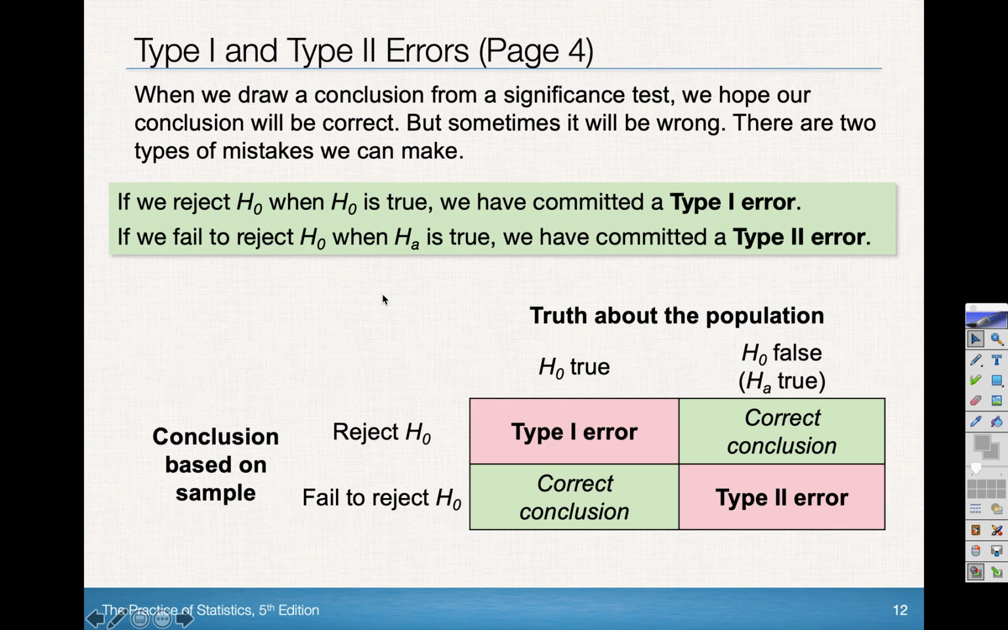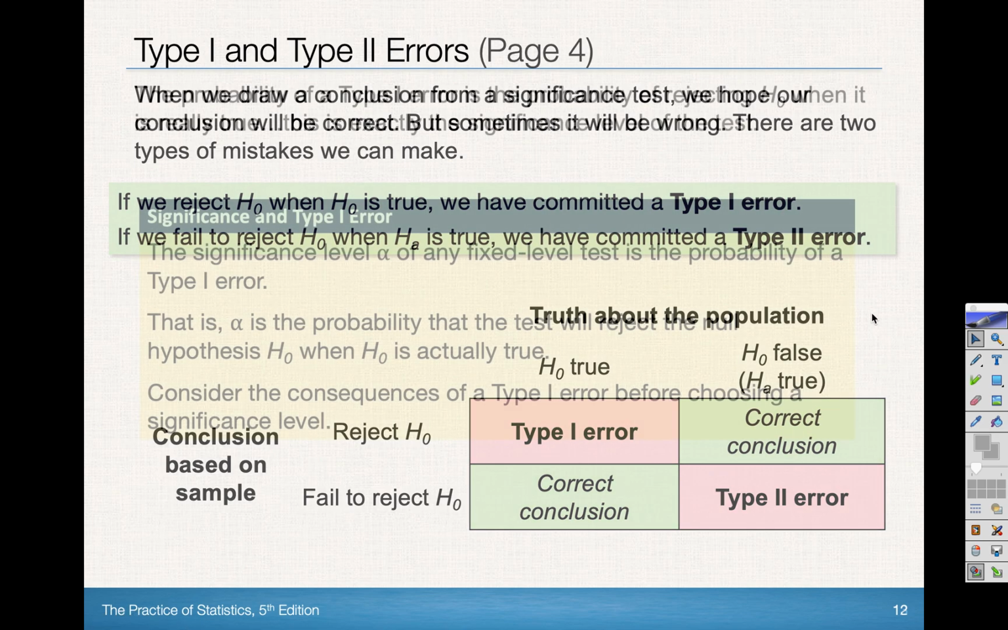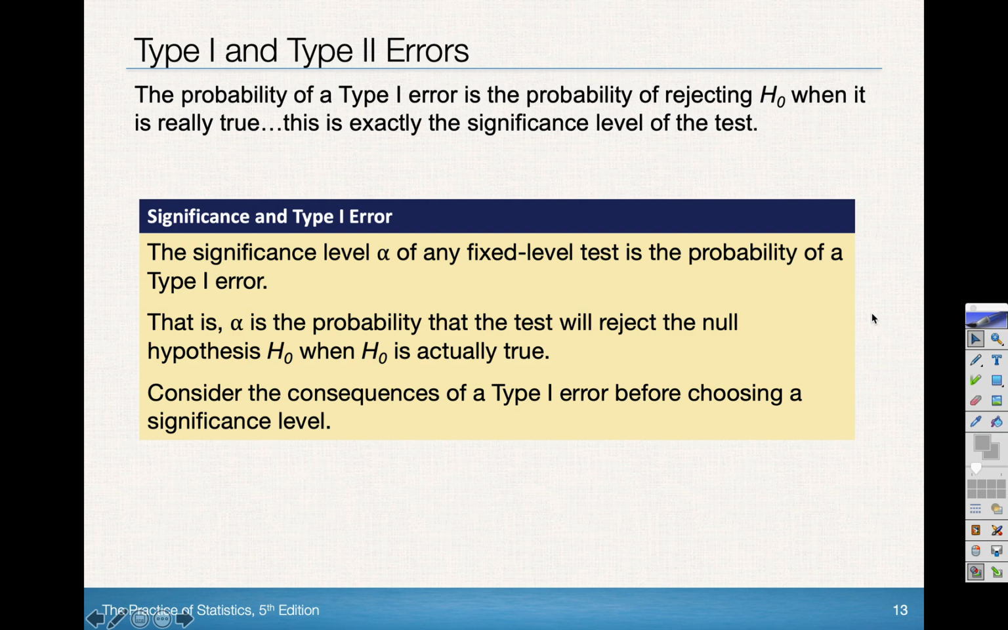And here is a little chart that you will see. Type 1 and type 2 error. The probability of these occurring can be calculated. The probability of type 1 error occurring is always your alpha level. So if alpha is 0.05, then the probability of a type 1 error is 5%. If alpha level is 0.01, then the probability of type 1 error is 1%.